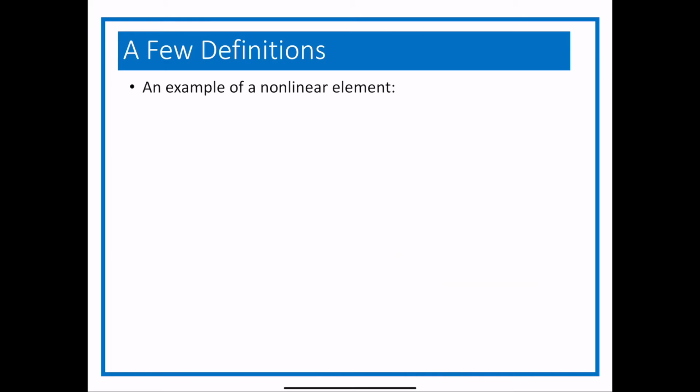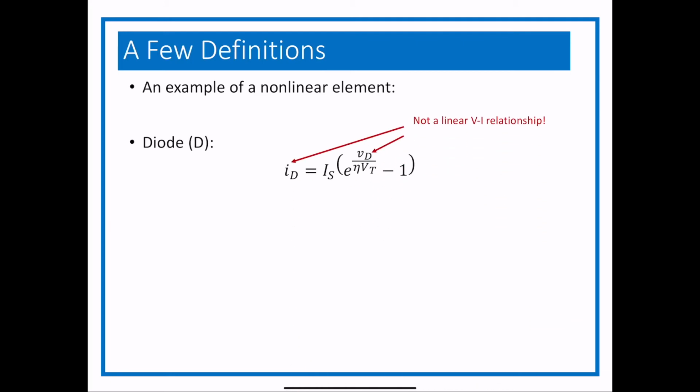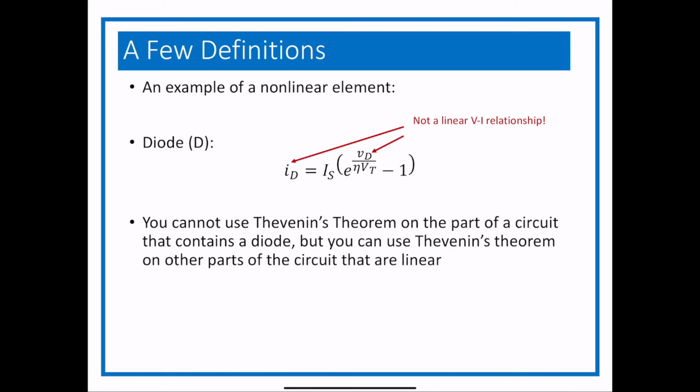A nonlinear element would be a diode. We will cover these later, but you'll notice that the voltage and current relationship is not linear. It actually is exponential. So this would be an example of a nonlinear element. You can't use Thevenin's theorem in the part of a circuit that has a nonlinear element. So you can't use it in the part of a circuit that might have a diode in it, but you can use Thevenin's theorem in other parts of the circuit that are linear.